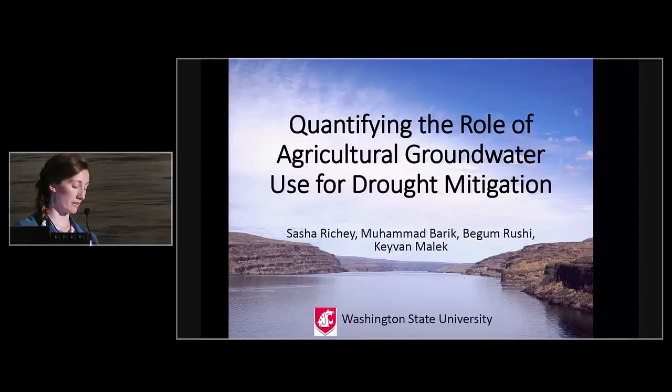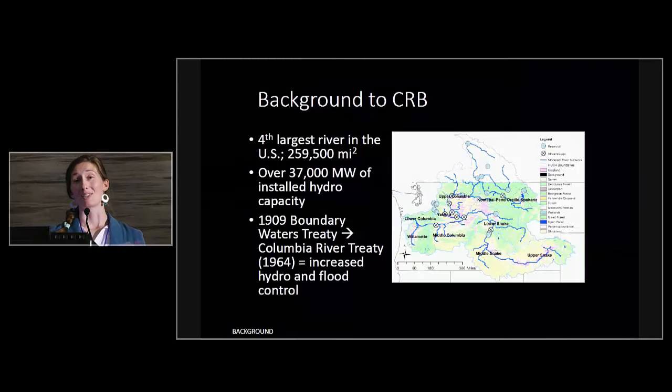This is a picture of the Columbia River as I crossed it last Saturday. So of course everybody thinks about the river in the Columbia River Basin, but I'm going to show that the river itself is not the only source of water for agriculture and for multiple uses in the region. Just a quick background, starting with the river. It's the fourth largest river in the US and North America by flow. And this is an image of the river itself.